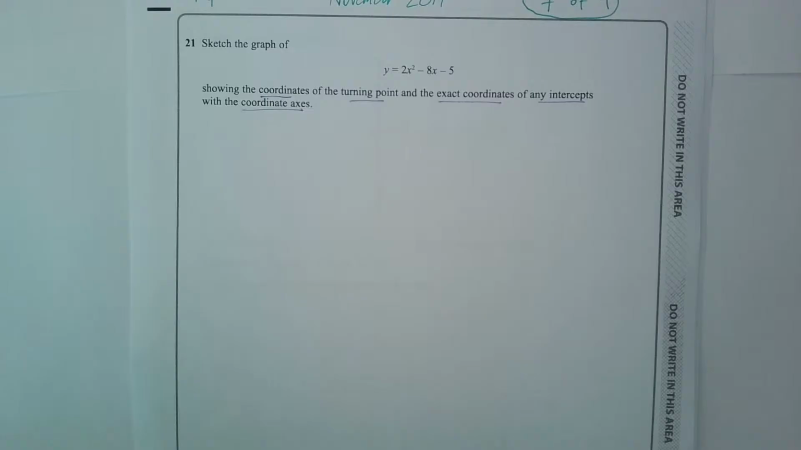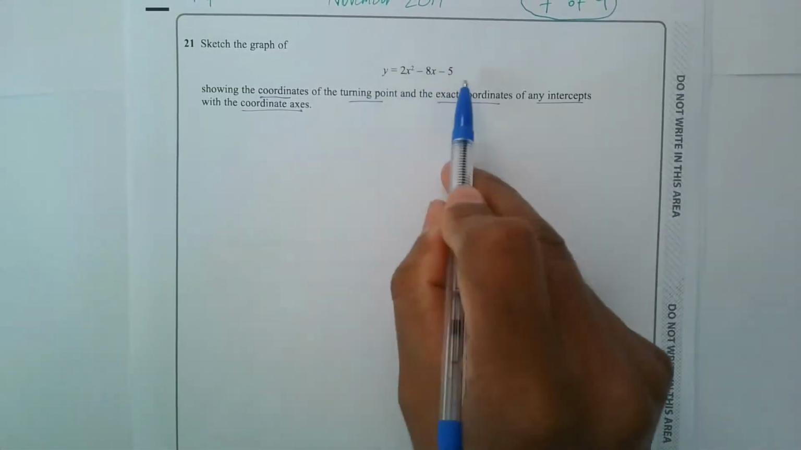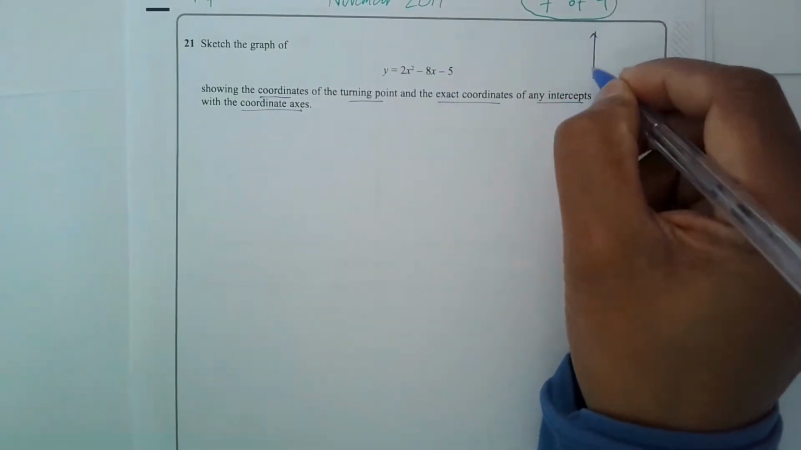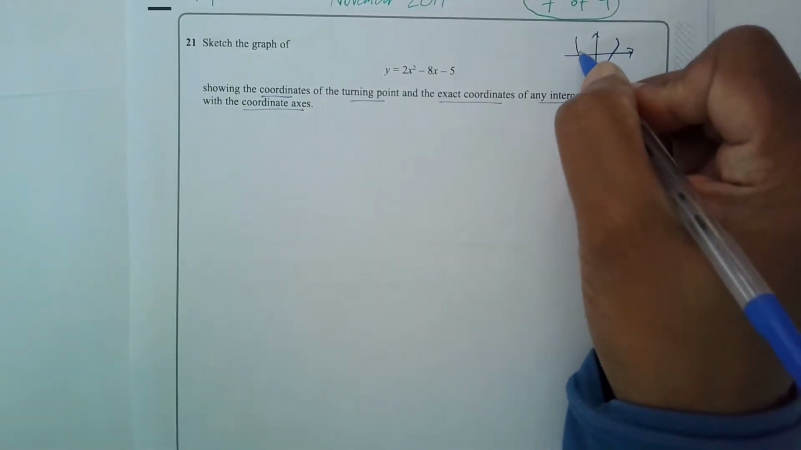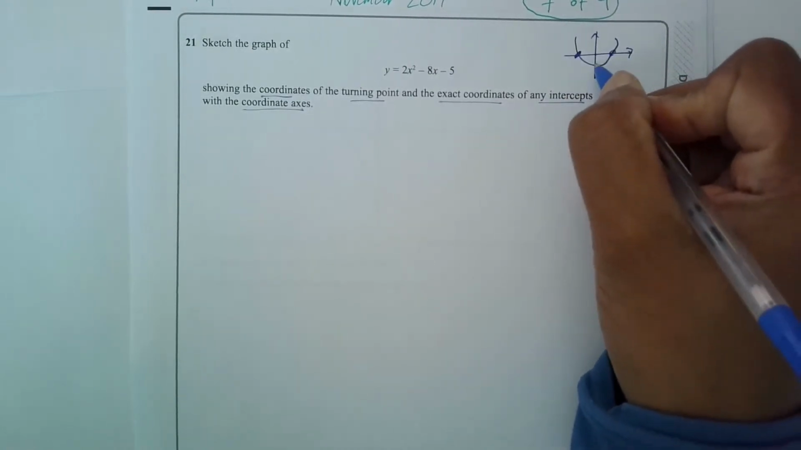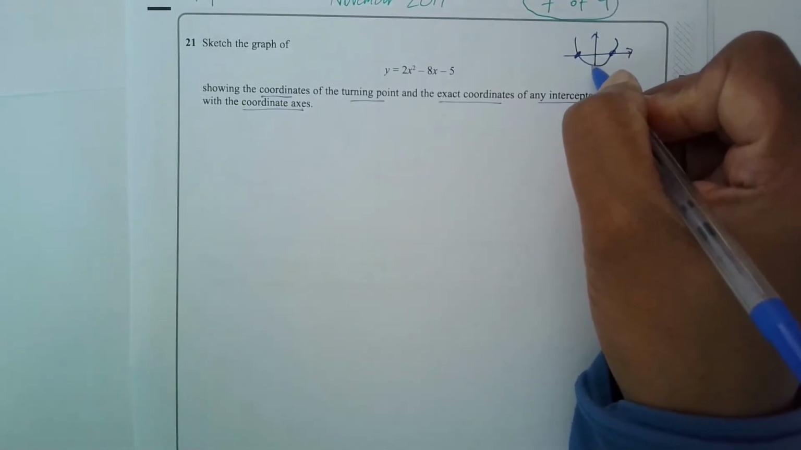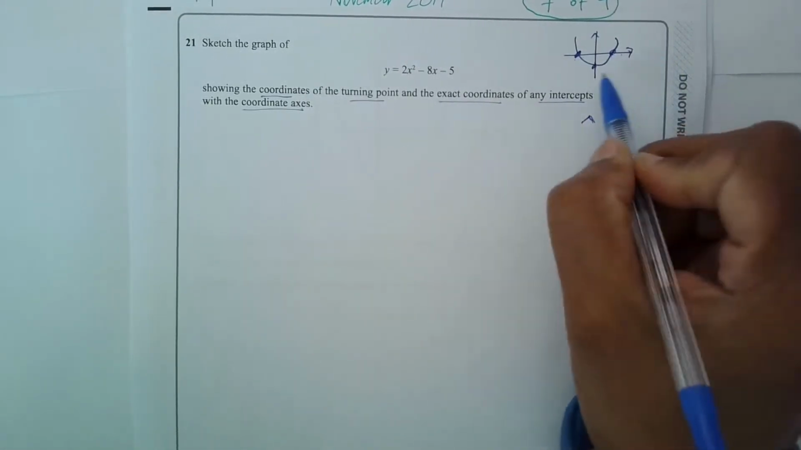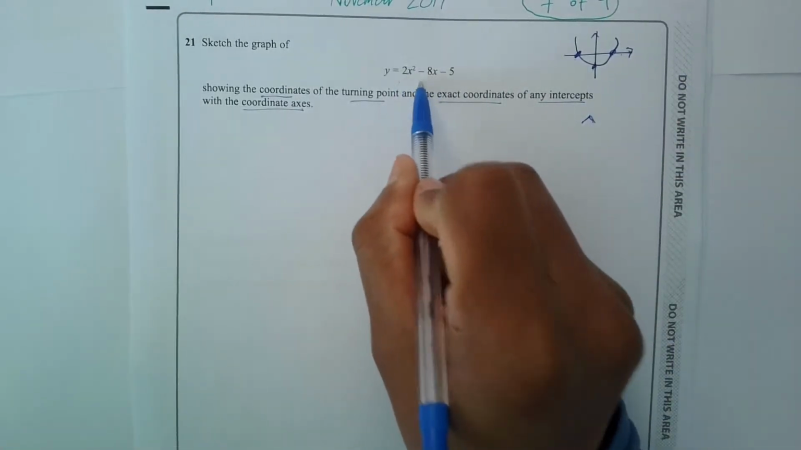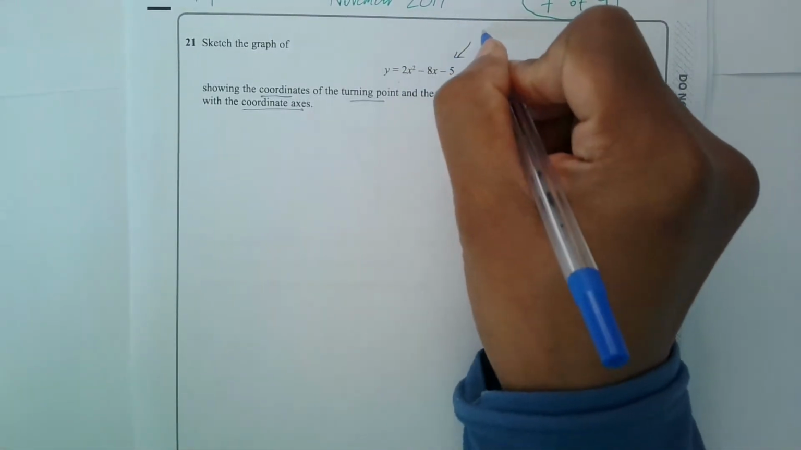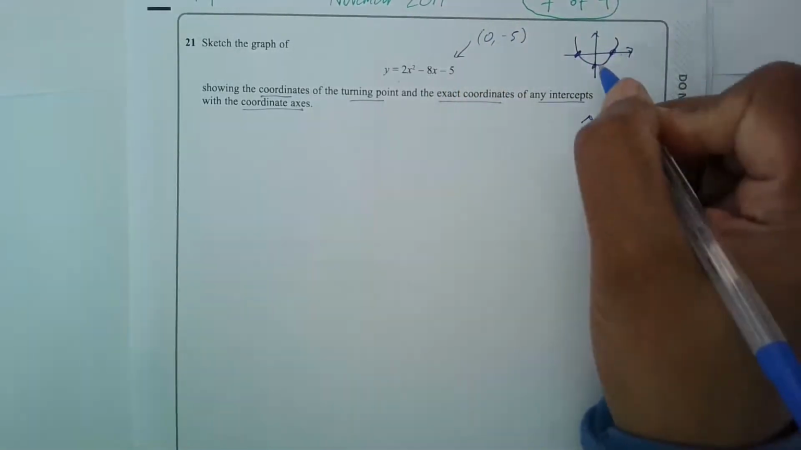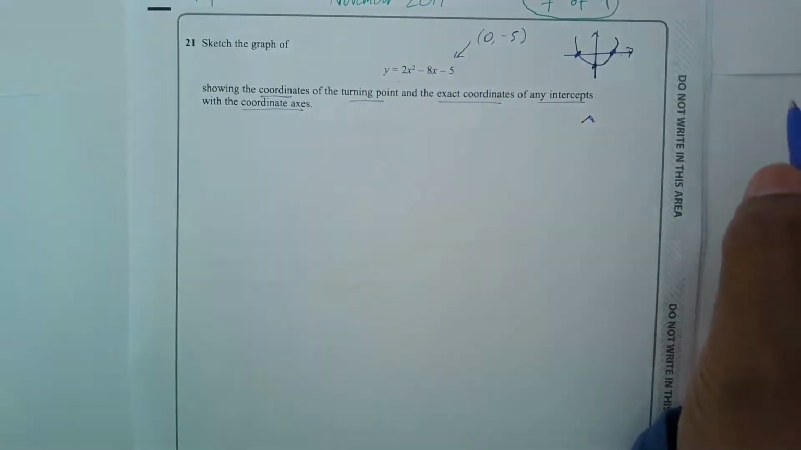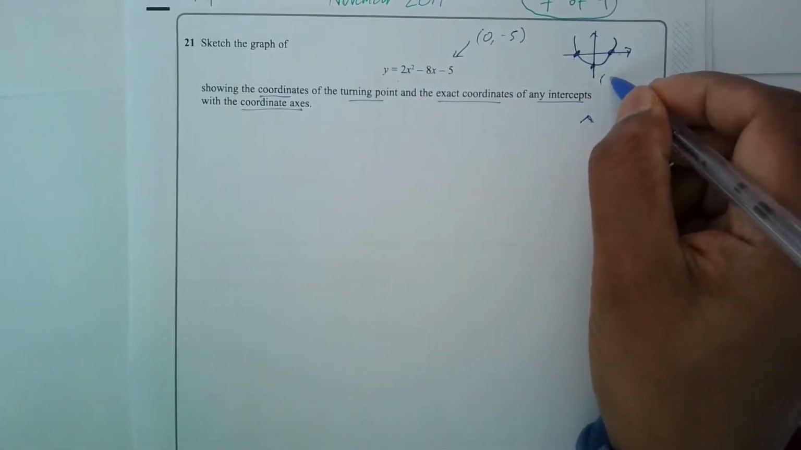Okay, so first thing, if I think of my quadratic graph, let me just do a sketch. x equals 0 is here, and y equals 0 is here. If x is 0, I'm going to be left with minus 5. So this is my y-intercept. My y-intercept is going to be (0, -5). So that's my first coordinate that I've got.